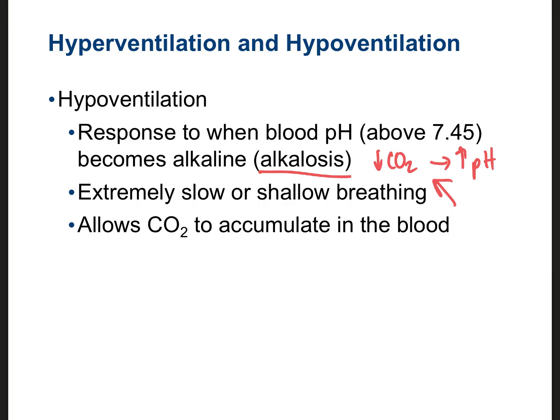Okay? So the respiratory system works directly in conjunction with the cardiovascular system to help regulate oxygen, carbon dioxide, and indirectly hydrogen ion concentration in the blood, and then eventually into the body tissues.